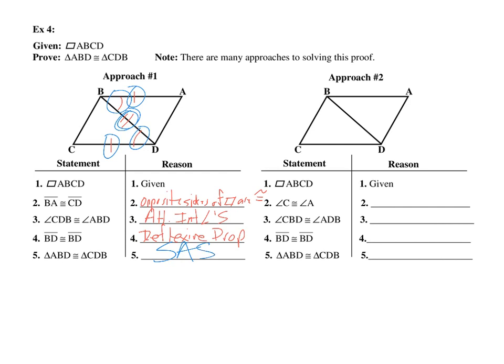All right, there's a second approach we could take. Let's see how that works out. So if angle C is congruent to angle A, all right, the reason here would be opposite angles of a parallelogram are congruent. All right, then CBD is congruent to ADB. All right, and so I have these two parallel sides here. This is my transversal. These angles are alternate interior angles. Alrighty, and then BD is congruent to BD. That's just the reflexive property.